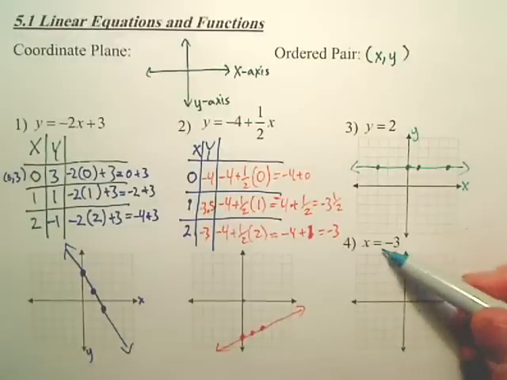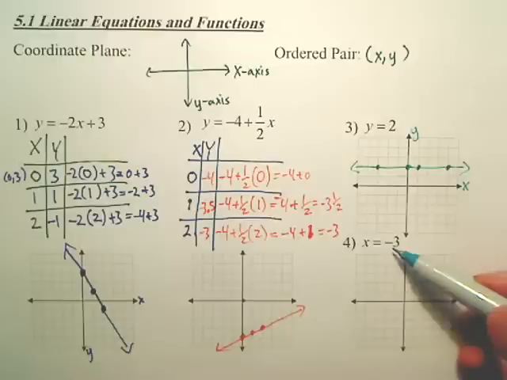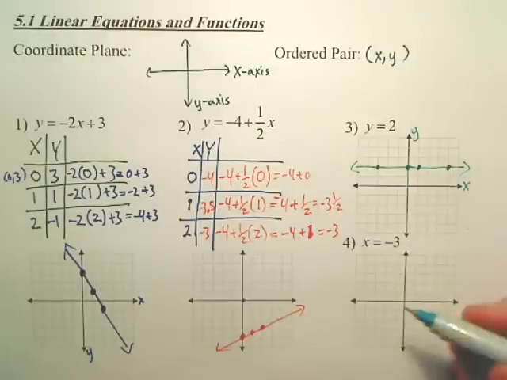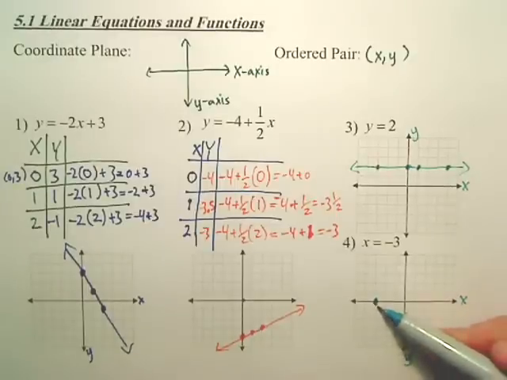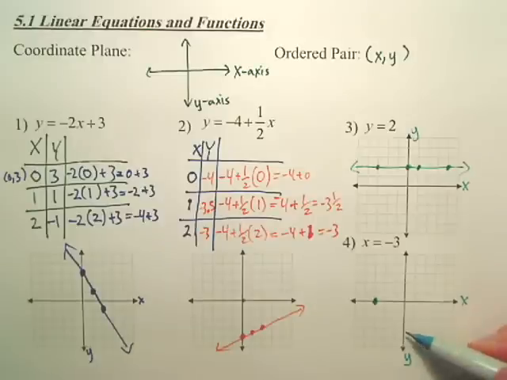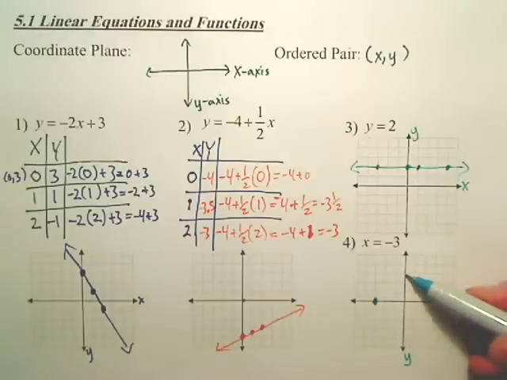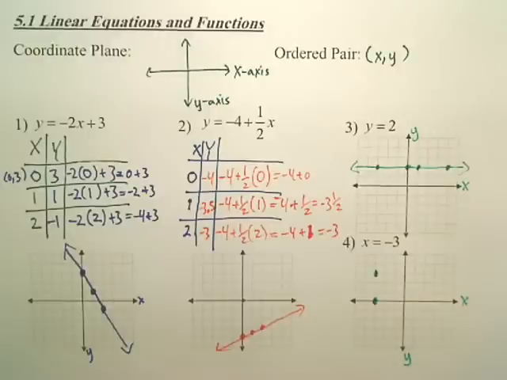What about this one? X is negative 3. Let's go put dots where x is negative 3. I know that one's x is negative 3, right? That's x is negative 3. Where else does x equal negative 3? Well, is it down here? No. Up here? Does x equal negative 3 right there? Does x equal negative 3 right there? Can I connect the dots?